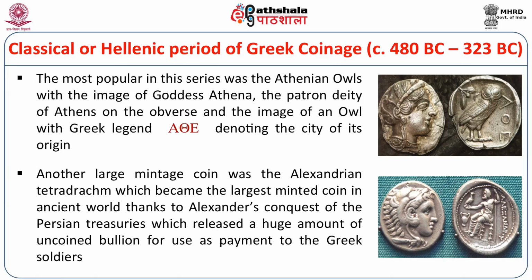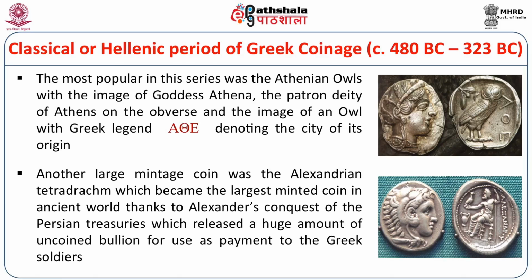And Alexandrian tetradrachm again have a great mythology connected to it. On one side of it we see the image of the Greek hero Hercules, with a lion skin on his head. So this is one of the very popular Greek myths where Hercules actually kills the lion, and on the other side we see the image of god Zeus along with an eagle. And on this again we see the inscription Alexander in Greek.